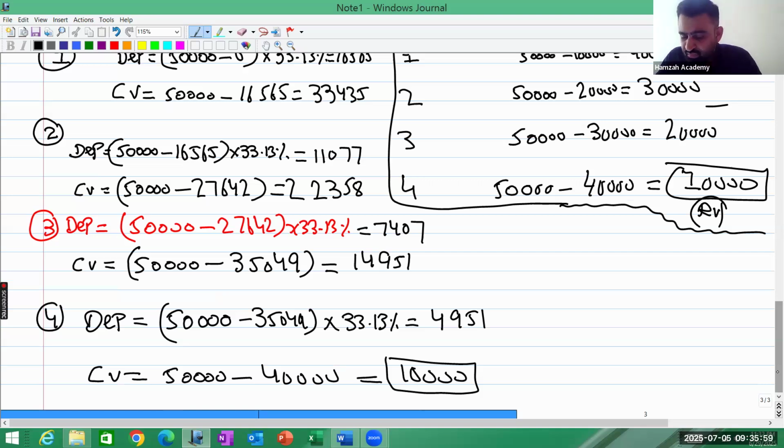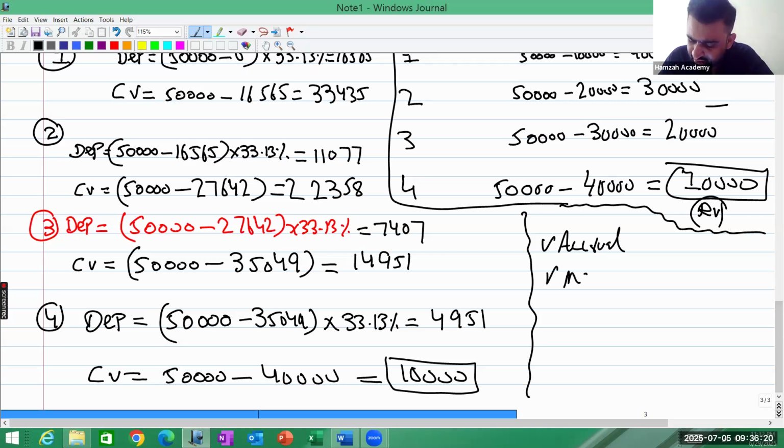Got it? So these are the methods of the depreciation which we will be using in the depreciation related questions. And let me tell you one more thing. The concept behind the depreciation is the accrual concept and the matching concept of the accounting, accrual and matching concept.